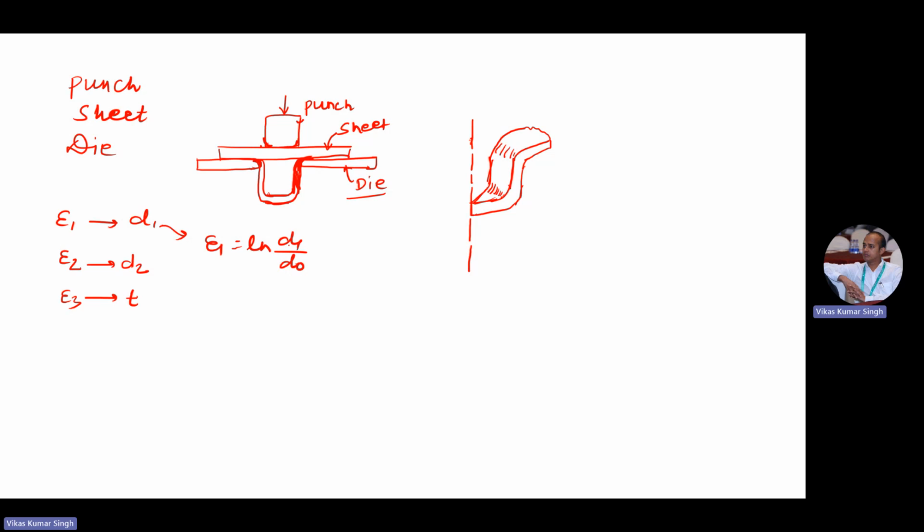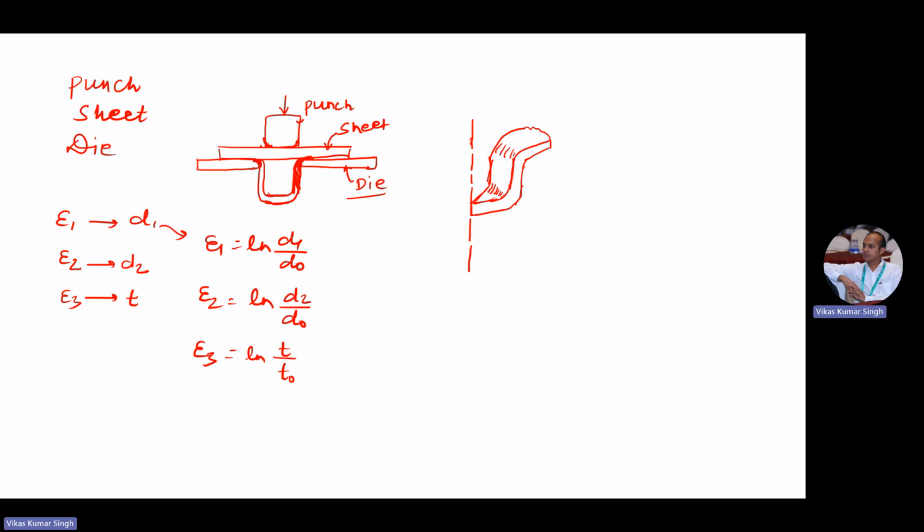All are defined in the class. I am just revising here for you. Epsilon 2 will be ln of d2 by d naught, and epsilon 3 equals ln of T by T naught, where T is the changed thickness and T naught is the initial thickness. These are the three strains.